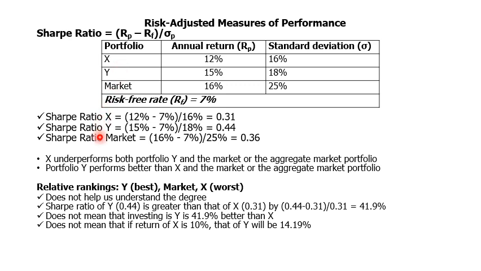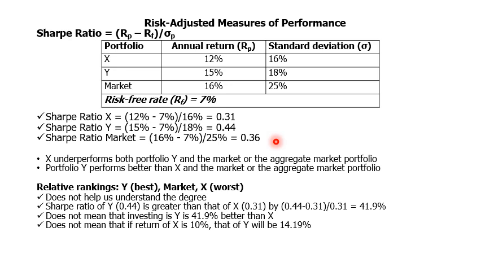The Sharpe ratio for Y is 15%, which is the annual return of Y, minus the risk-free rate 7%, divided by 18%, which is the standard deviation of Y. And the Sharpe ratio for the market is 16% minus 7%, divided by 25%. The Sharpe ratio for X is 0.31, that of Y is 0.44, and that of the market is 0.36.